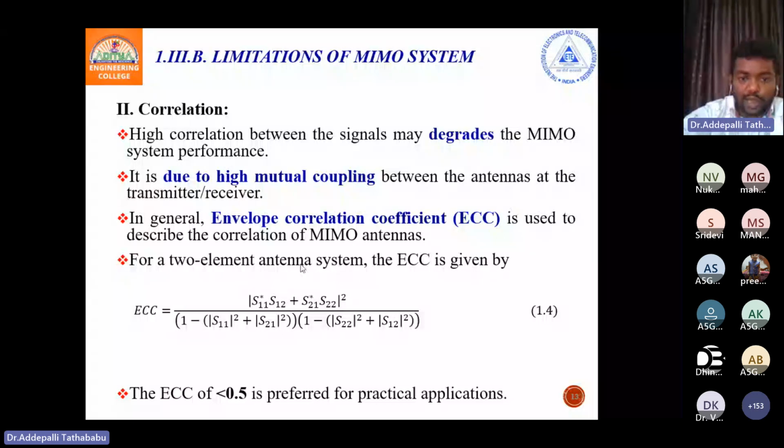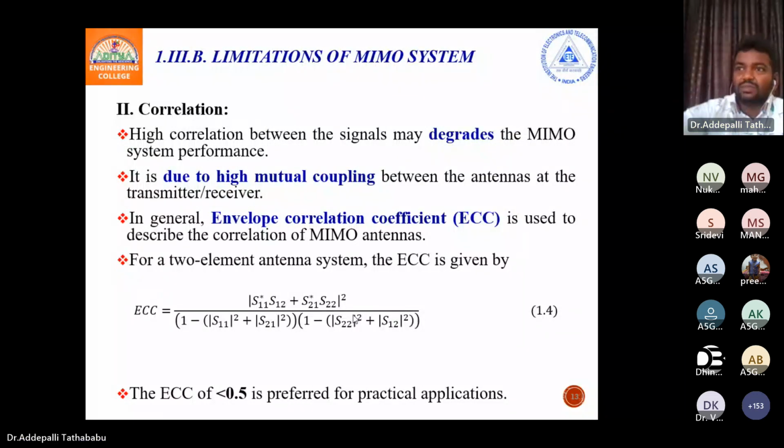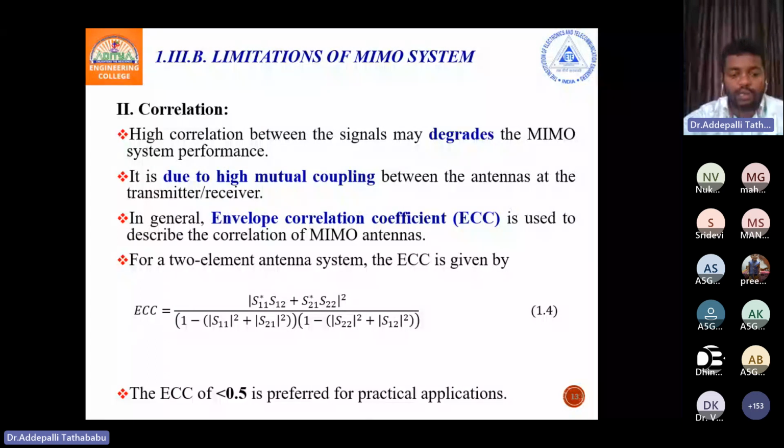For a two-element antenna system, the ECC is given in terms of S11, S12, S21, S22, like that. So this is the expression for ECC. The acceptable value of ECC is 0.5. ECC defines the correlation between the two antenna elements in the MIMO system.